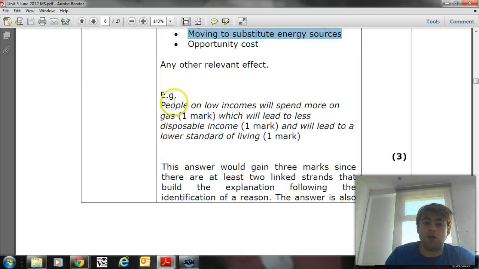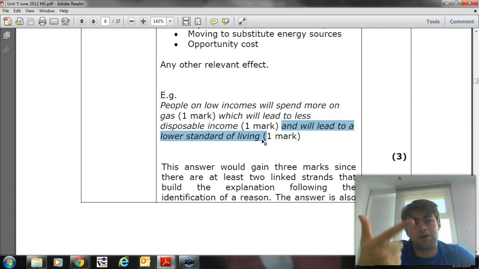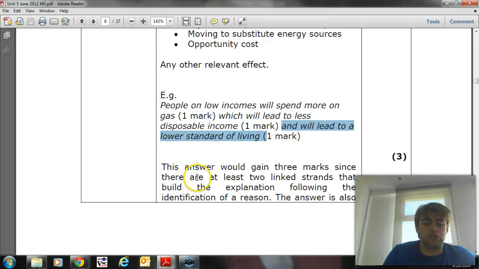So the way they did it, people on low incomes will spend more on gas, which will lead to less disposable income and will lead to a lower standard of living. So remember, identify the issue and then expand with 2 clear points as a result of that. Say what the effect is. All right. So 2 linked strands that build the explanation.